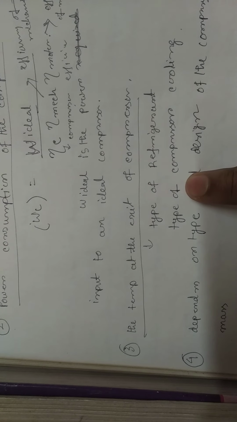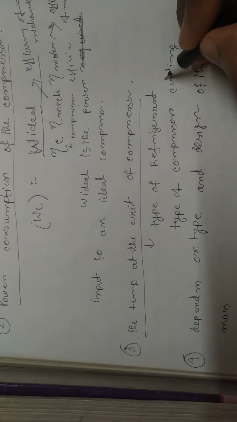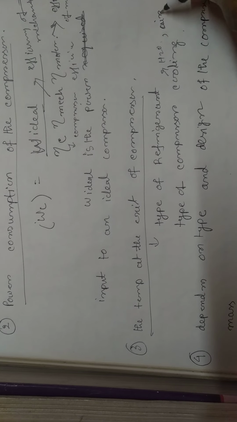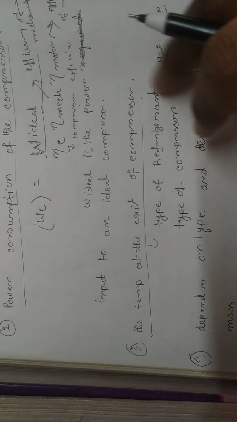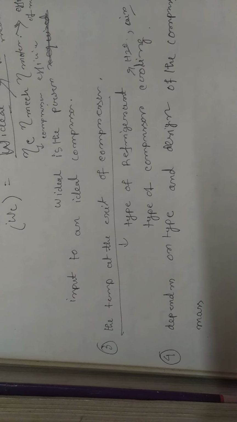It also depends on the type of compressor cooling medium. It may be water or air cooling, so depending on the requirement you can use a different cooling medium. And the last point is the performance of the compressor under part load condition, and it basically depends on the type and design of the compressor. So these are the main four points of performance characteristics of reciprocating compressors.